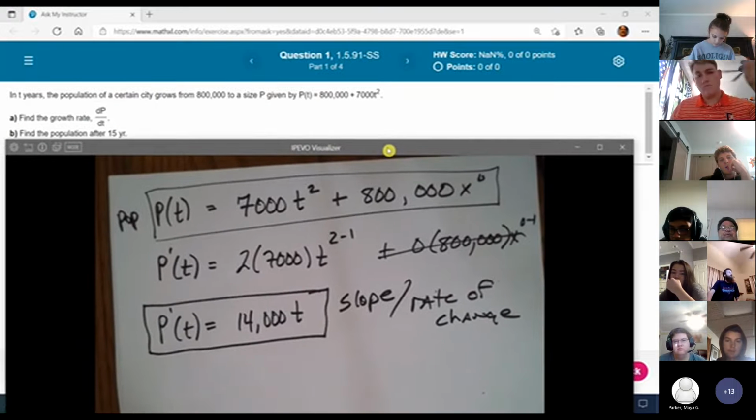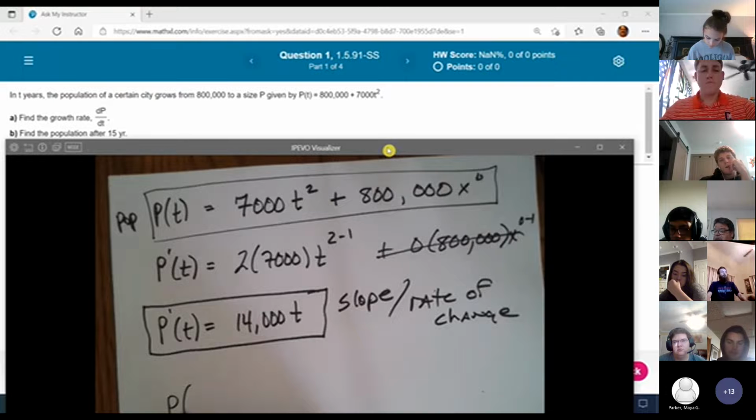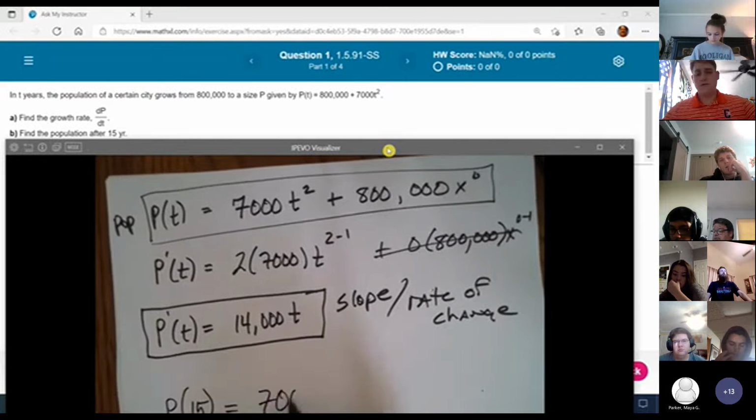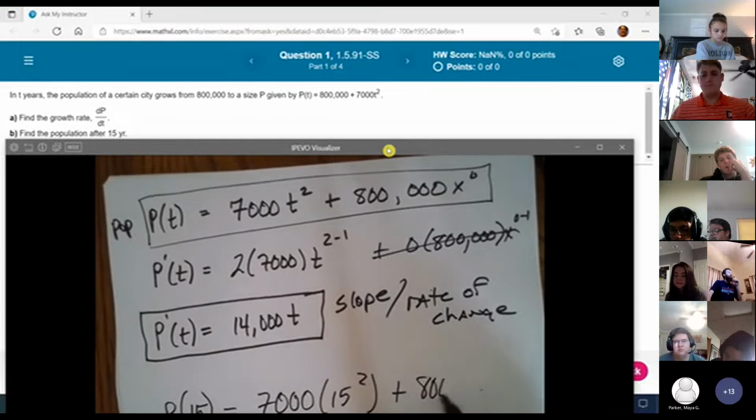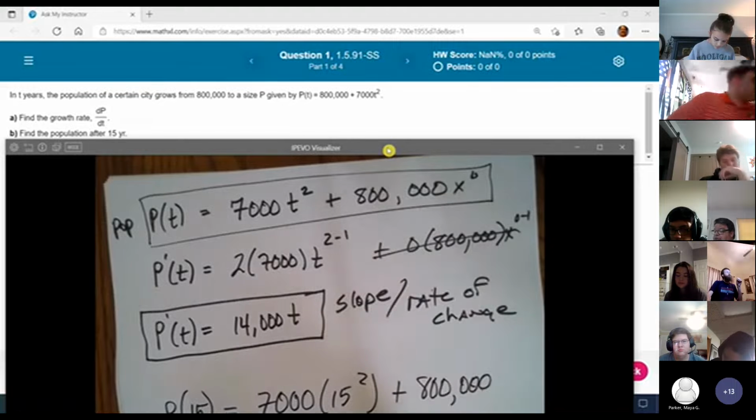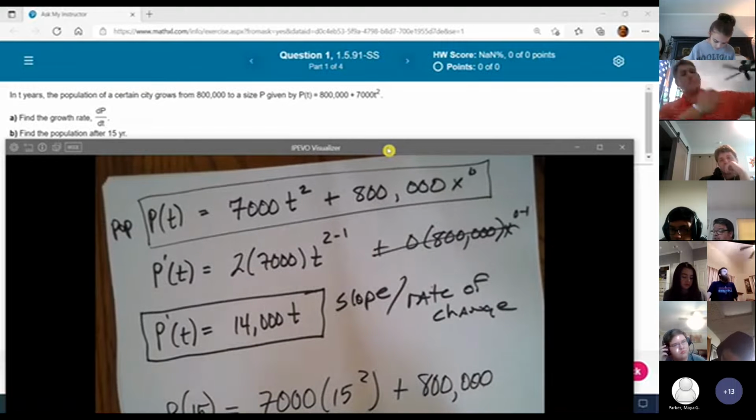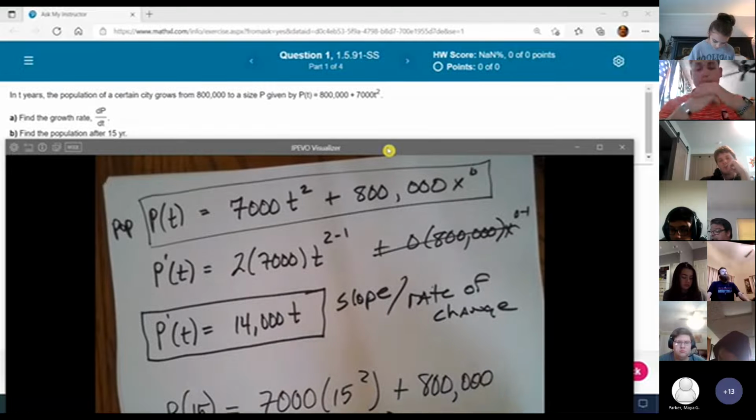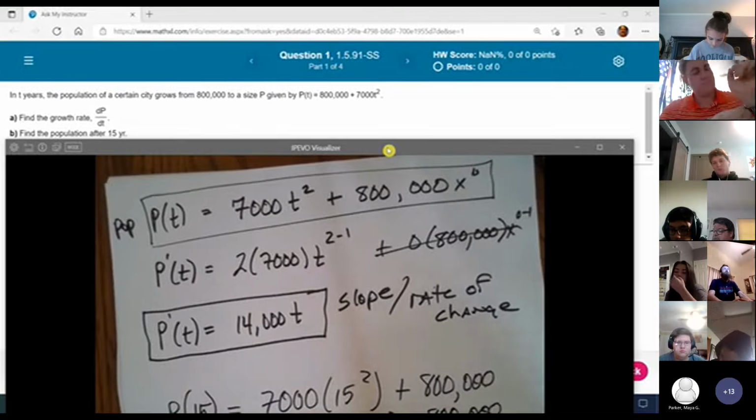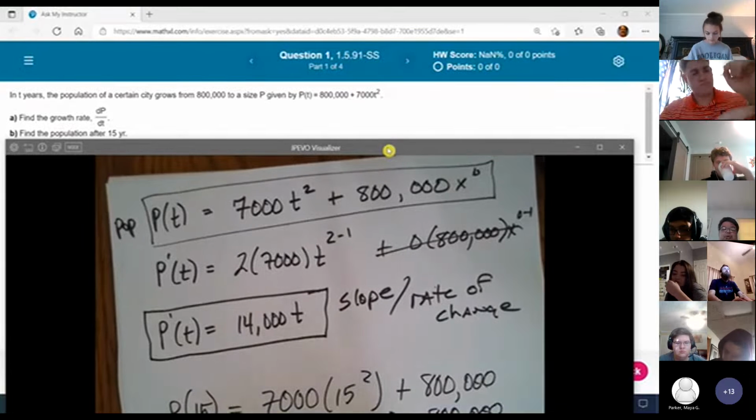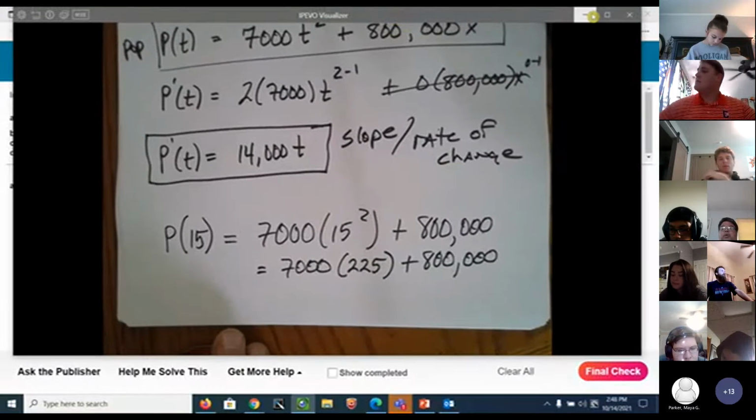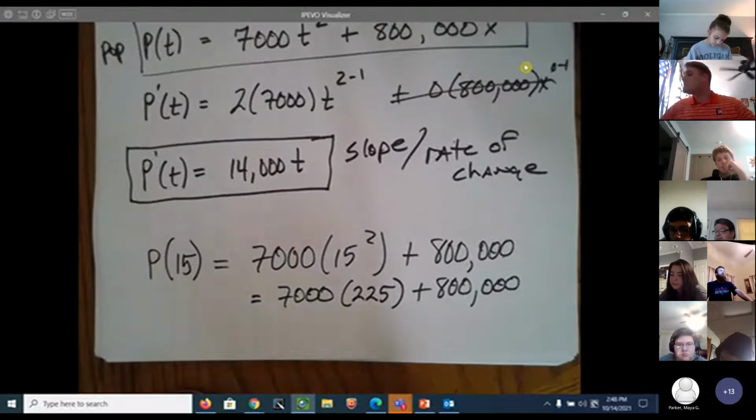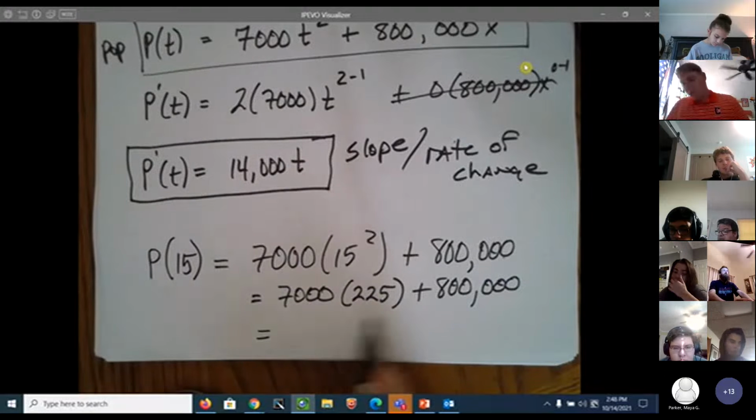So find the population after 15 years. That's going to be population at 15 years is equal to 7,000 times 15 squared plus 800,000. And that's going to be 7,000 times 225 plus 800,000. And I have no idea what that is, but if y'all want to calculate it right quick, I need 2 people to verify it. So somebody crank that out.